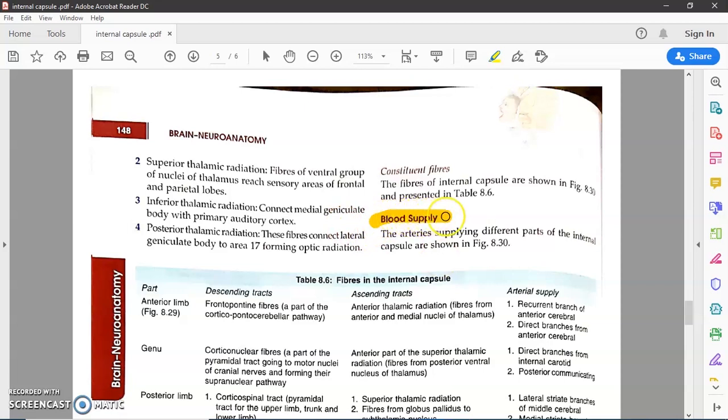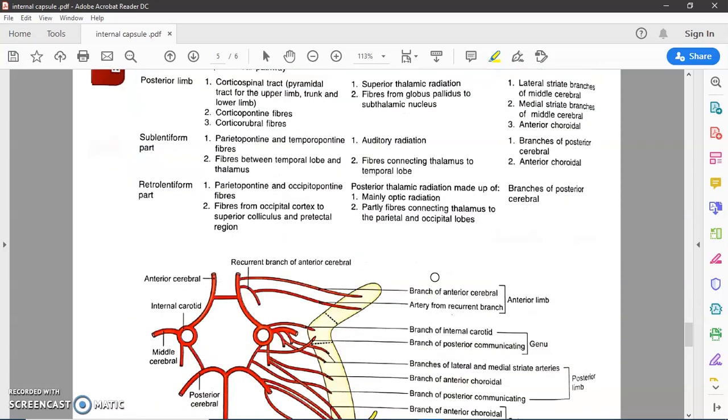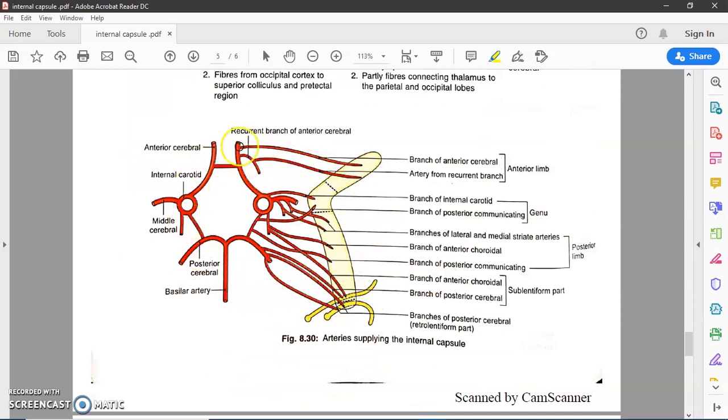Blood supply of the internal capsule. Remember the blood supply of the brain, the circle of Willis. So the blood supply of the anterior limb: it is supplied by the recurrent branch of the anterior cerebral artery, and second, direct branches from the anterior cerebral artery. Second, genu. The blood supply of the genu is direct branches from the internal carotid artery and the posterior communicating artery.